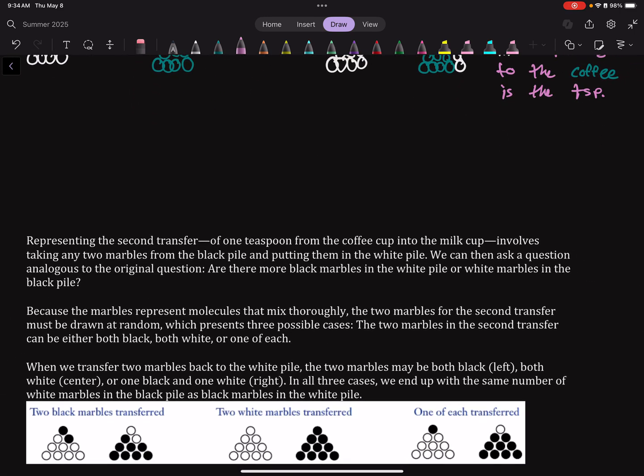Representing the second transfer, of 1 teaspoon from the coffee cup into the milk cup, involves taking any 2 marbles from the black pile and putting them in the white pile. We can then ask the question to the original question. Are there more black marbles in the white pile or white marbles in the black pile?